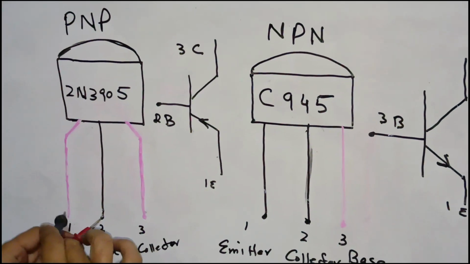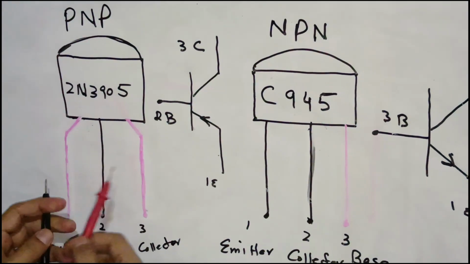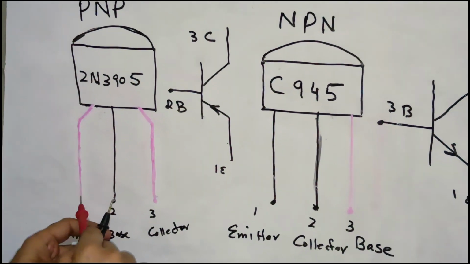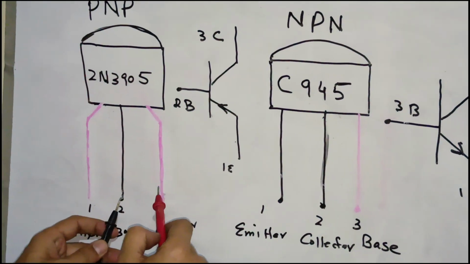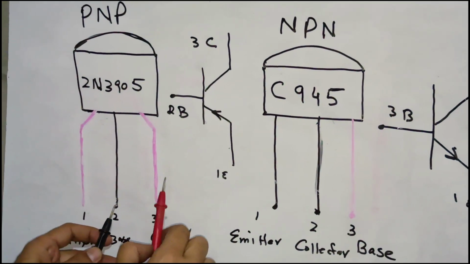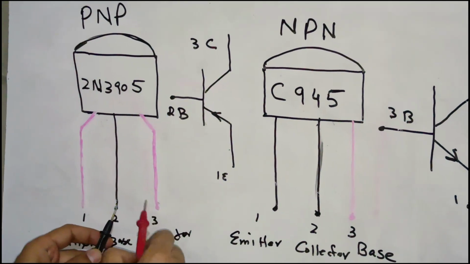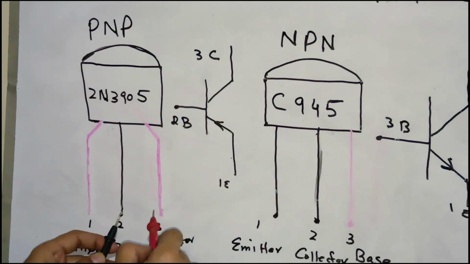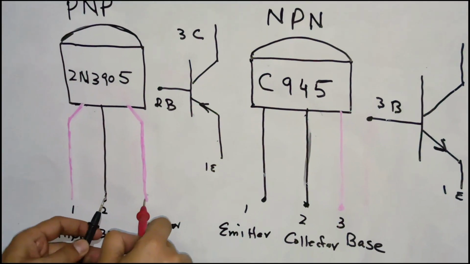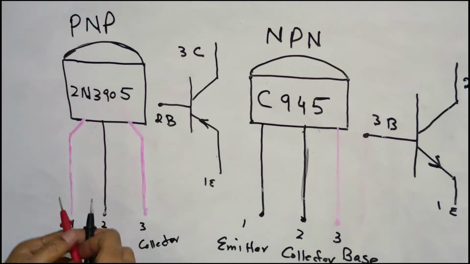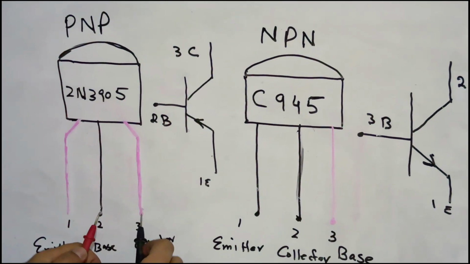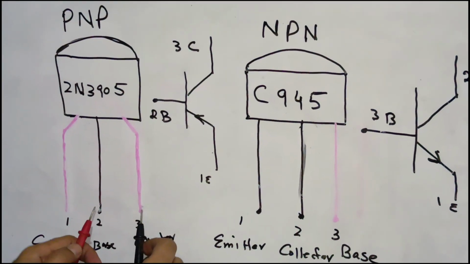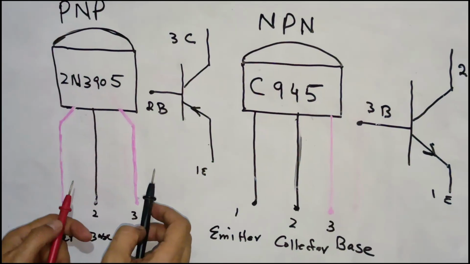So it indicates, as we see, this is P, this is N, and this is P. So this is a PNP transistor, and it also shows that this transistor is okay. It is not faulty, because in one condition it shows the resistance, and if we change the terminals, it does not show the resistance. So in this way, we can check the NPN transistor and PNP transistor.